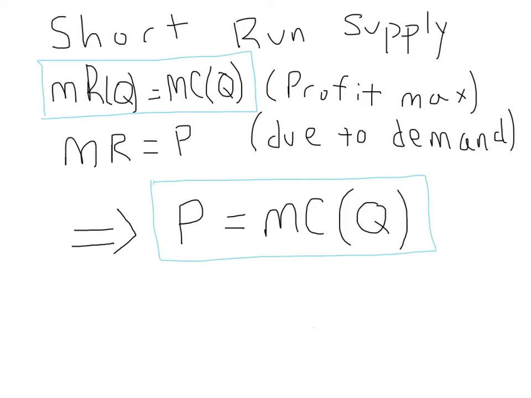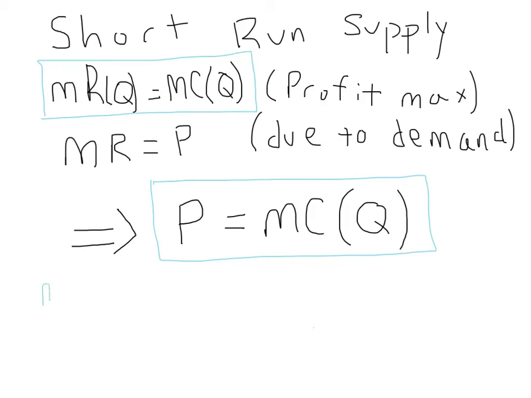P equals MC. A lot of the time this is confusing for students because they see a rule that says P equals MC and there's no Q in the equation. So how could this possibly determine our Q, our supply? And the answer is that while P is just going to be a number given to you in the perfect competition case, marginal cost will depend on Q. So marginal cost will really be a function of Q.